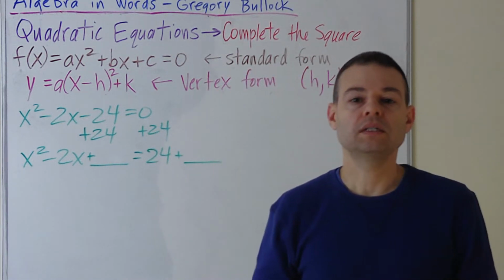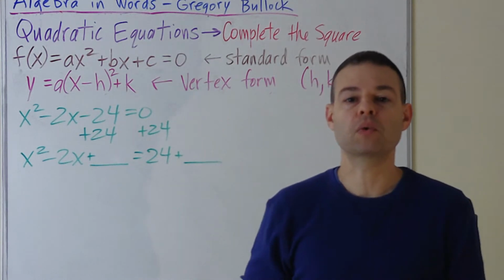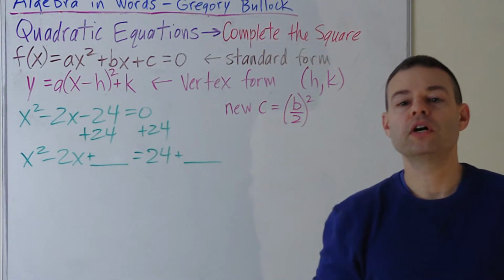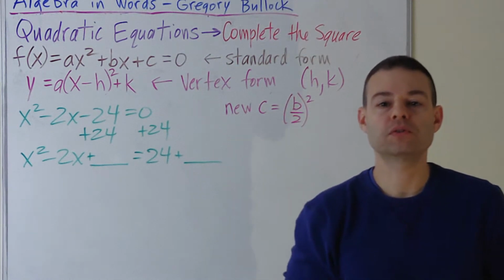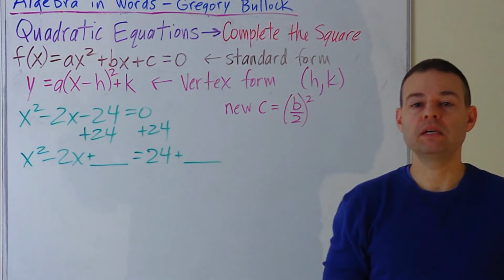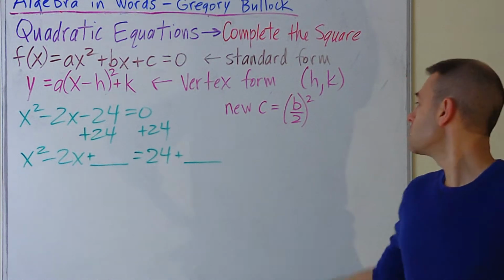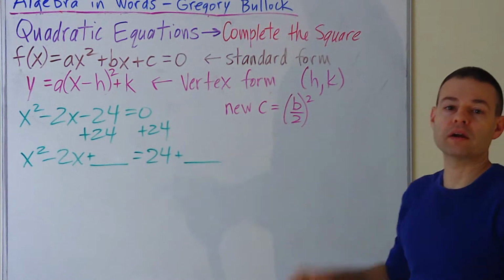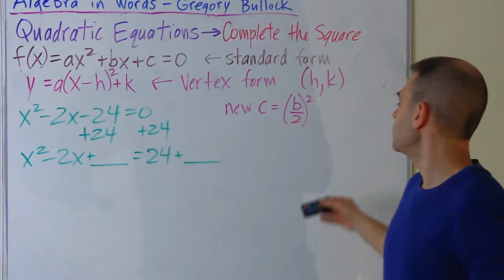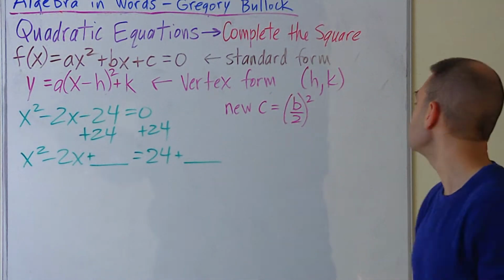plus space. Now, remember that the space is a space for what I call the new c, and that's what we're going to create next. I paused the video and I wrote the formula for the new c, and I have that right here. The new c is to take b divided by 2, whatever that is, and then square it. So b over 2 squared. And remember to follow order of operations. So in this case, b would be negative 2. So let's fill that in.